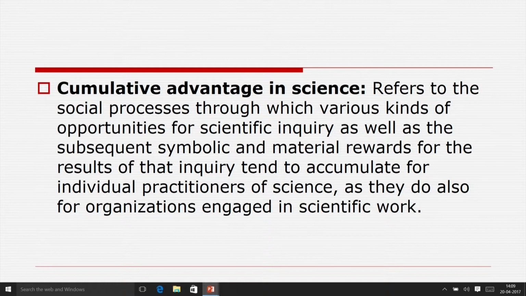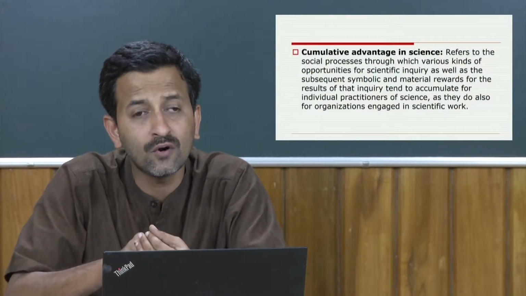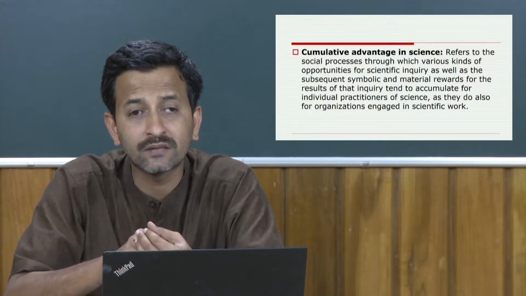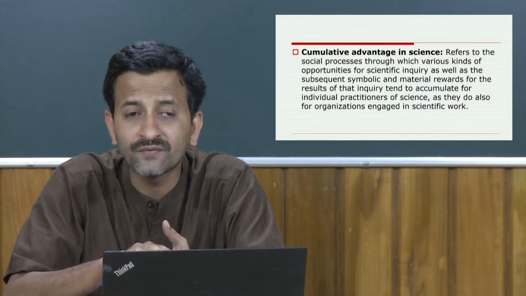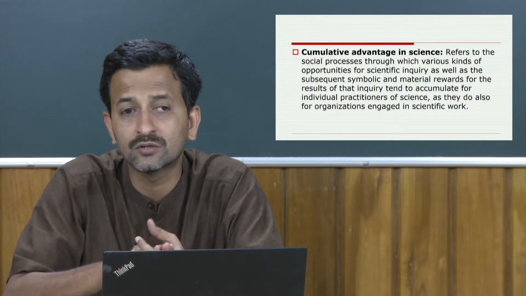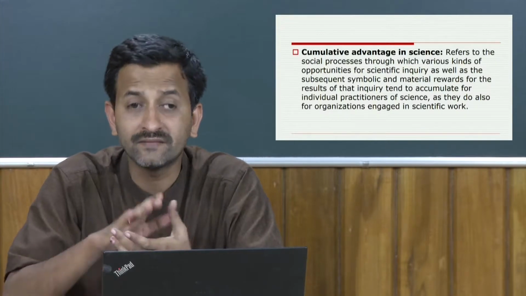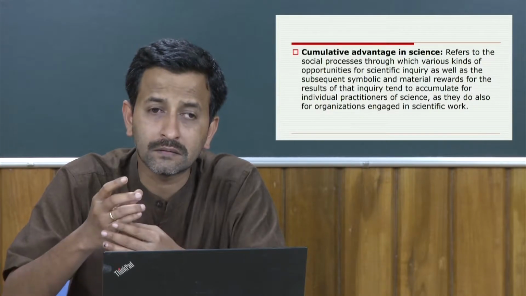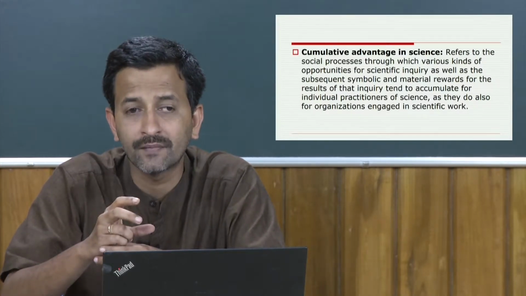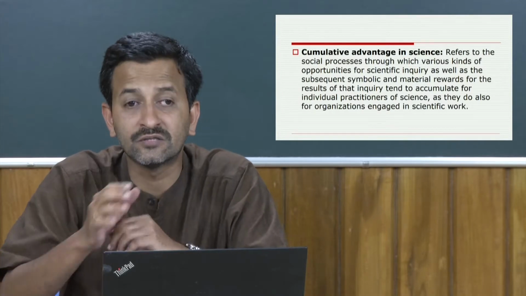Here, Merton tried to look at individual practitioners of science. Then he moves on to the scientific community as such, then to the accumulation of scientific knowledge by young professionals, I mean junior scientists and students, and then he gets into the accumulation of scientific knowledge by research organizations and research institutions.